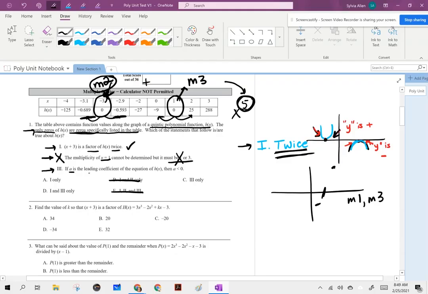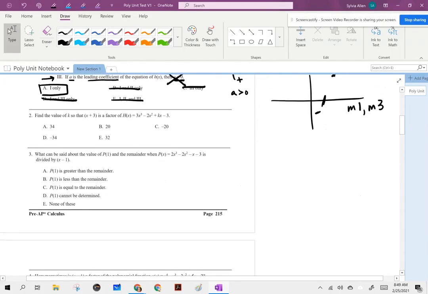If A is a leading coefficient, okay, remember that a leading coefficient determines the end behavior. So if A is the leading coefficient of the equation, then the A is negative. A is less than 0. So that means I'm going to look at the right side of the graph. Well, that's positive, which would tell me that my A is positive. And so that means this is false also. So 2 and 3 are false. So that means my only answer is going to be A.